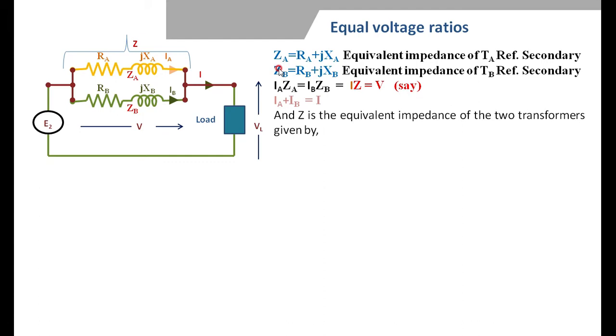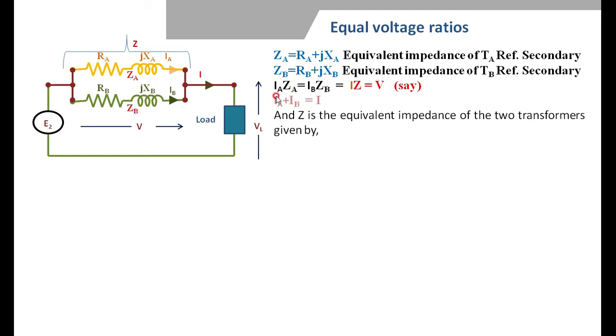It is the equivalent impedance. We consider the voltage across this parallel combination as V. Then consider one branch at a time. The current flowing in this branch is IA, and the impedance offered is ZA. Therefore, IA into ZA must be equal to V. Similarly, for the second branch, the current flowing is IB, the impedance offered is ZB, and the voltage across this branch is also V. Therefore, V is equal to IB into ZB.